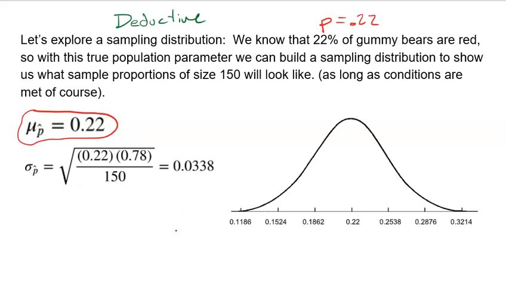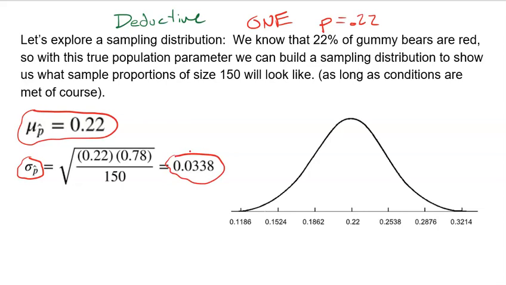Okay, well listen, I know the truth is 22%. The one true number is 22% of gummy bears are red. But again, a sample could be a little higher, a sample could be a little bit lower, so that's where the standard deviation comes into play. The standard deviation of all those millions of p-hats, again, a pretty simple formula we learned last unit, is the square root of p times 1 minus p, that's the non-red gummy bears, 78%, divided by sample size, and I get my standard deviation.